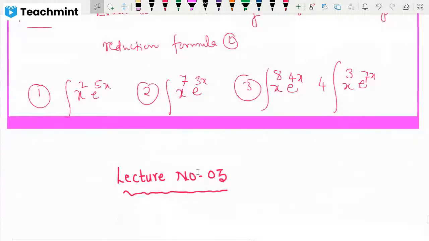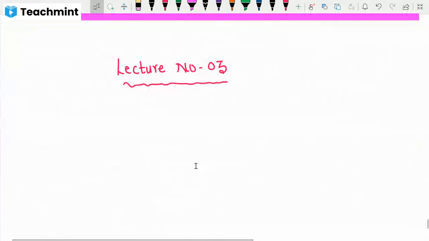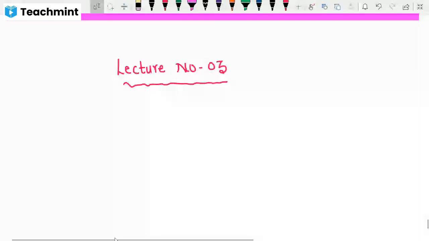So we'll continue. Next is reduction formula number 2. So just I will check. Only 3 students are there. Very poor performance. Yeah, it's okay.